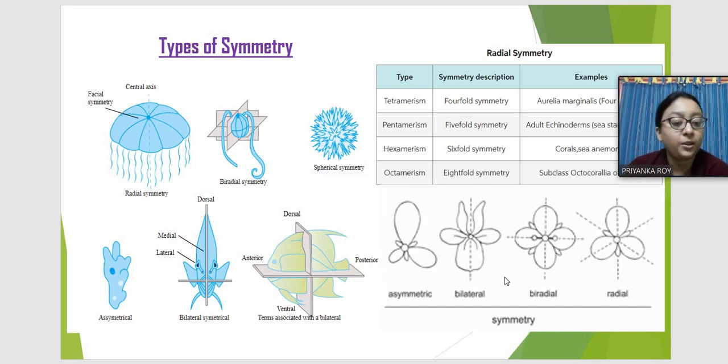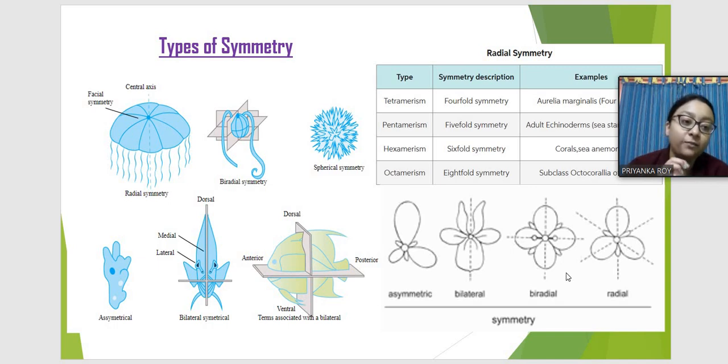Now in those symmetry, we have different types, like bilateral symmetry, which means that if we cut it through one plane, the body will be equally divided into two parts, and the two parts will be just the mirror images of one another. So that way we can call it a bilateral symmetry. What is biradial symmetry? Biradial symmetry is a combination of both bilateral and radial. So for that you need to understand what is radial symmetry.